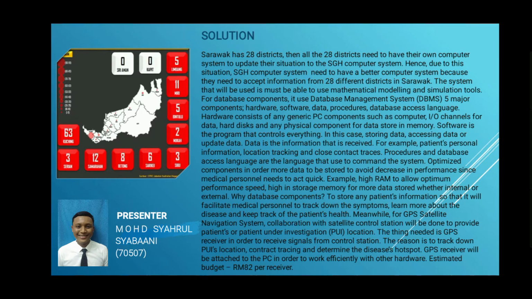Meanwhile, for the GPS satellite navigation system, collaboration with the satellite control station will be done to provide the patient under investigation's location. The thing needed is a GPS receiver in order to receive signal from the control station. The reason is to track down the patient under investigation's location, contact tracing, and determine the disease hot spot. The GPS receiver will be attached to the PC in order to work efficiently with other hardware. The estimated budget is RM82 per receiver.